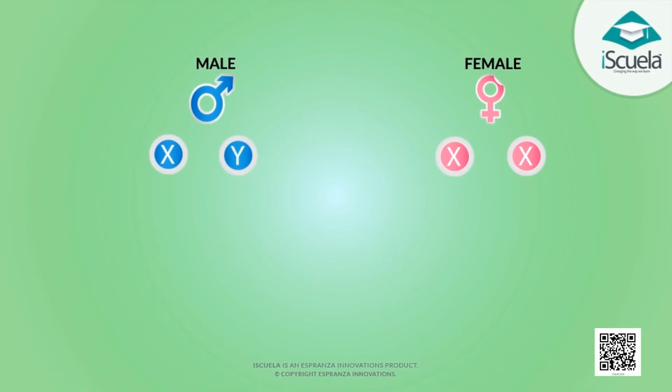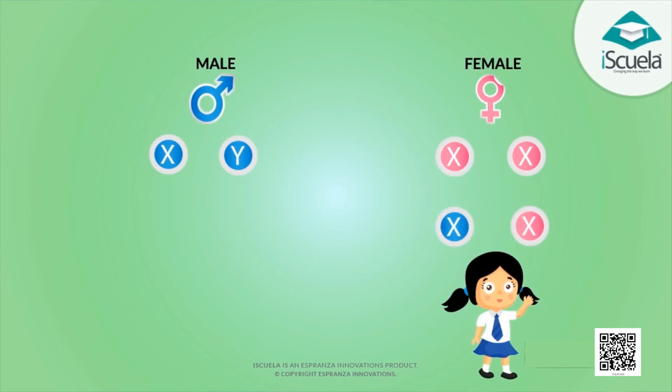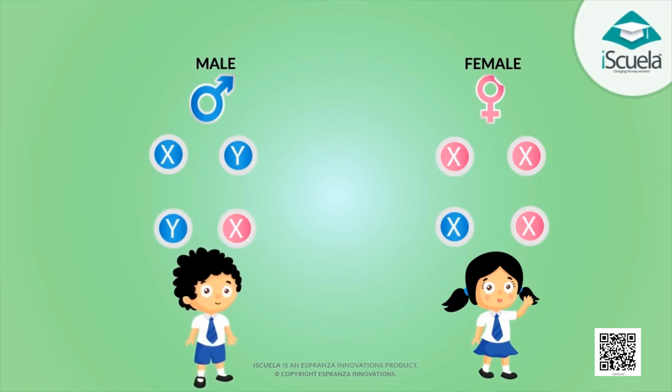An unfertilized egg always has an X chromosome in it. When an X chromosome bearing sperm cell fuses with this egg cell, then the zygote will have 2 X chromosomes and will develop into a girl child. But when a Y chromosome bearing sperm cell fuses with this egg cell, then the zygote will have 1 X and 1 Y chromosome and will develop into a male child.